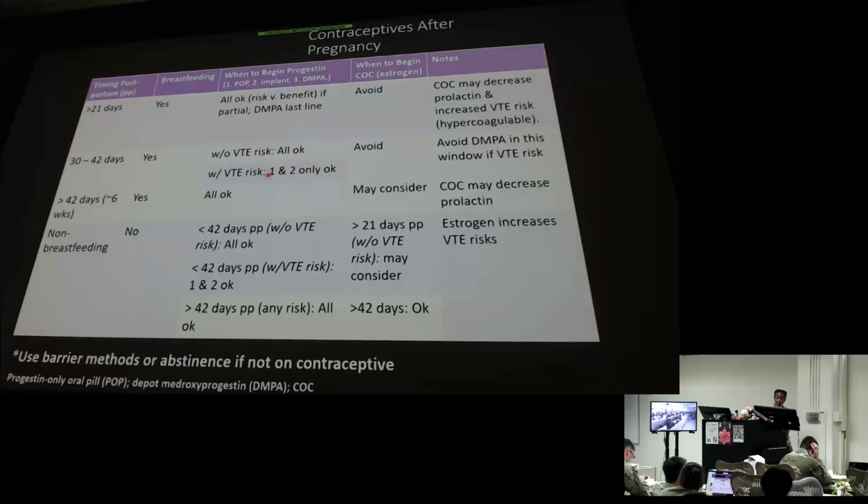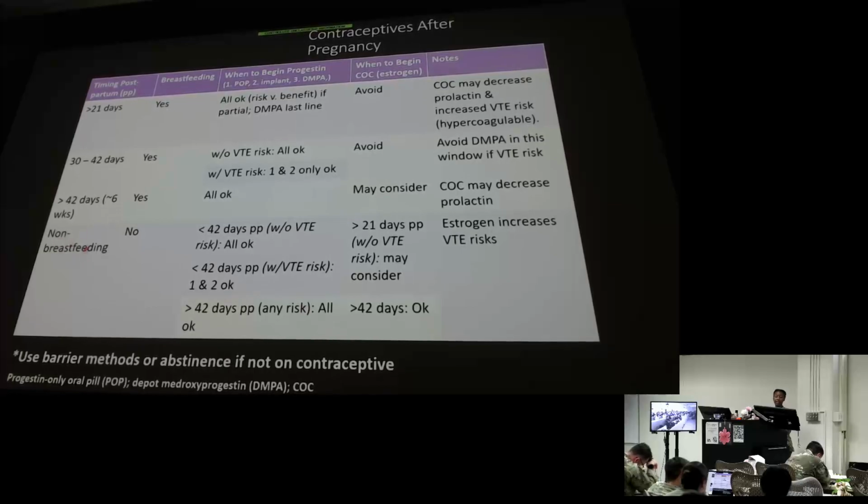Okay. But bottom line for this one, if I am not breastfeeding, you're going to at least give me some time to recover, not be in that hypercoagulable state. So if I am less than 42 days without a VTE, you can give me any of my progestins. If I am less than 42 days but I have a VTE risk, so if I have a history of a stroke or any type of cardiovascular issues, then you can only give me a POP or the implant. Okay? And then over 42 days, you can give me a progestin or the combined oral contraceptive.